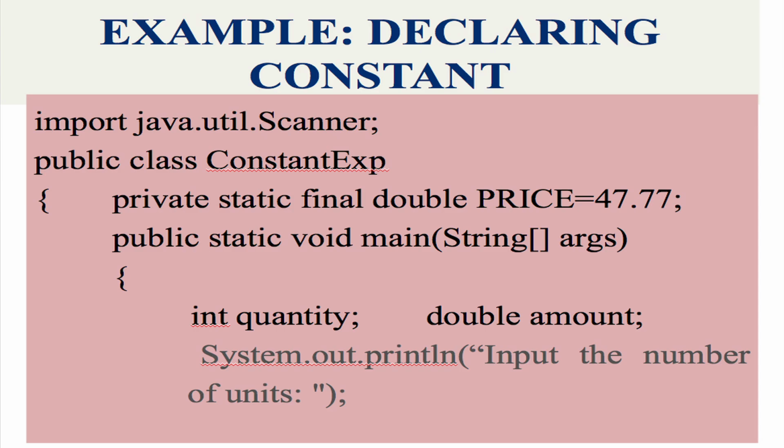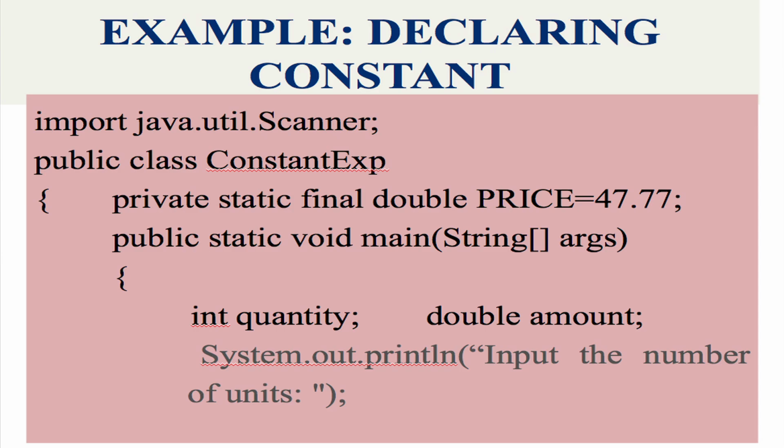Now see the program: public class ConstantExample, and we have mentioned here private static final double price. This price variable is a constant type variable, and its value is 47.77. This variable is private, and it is static final. Final means constant, and static means that if we are creating more than one instance of that class, then in all instances the value will be the same.